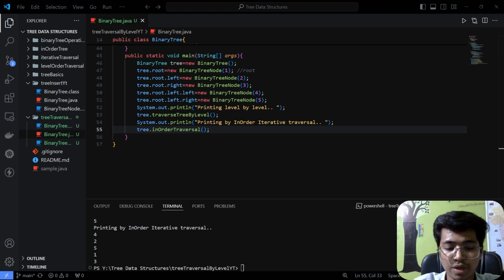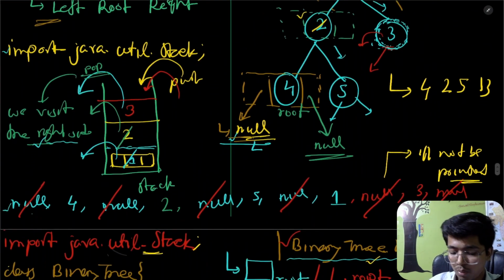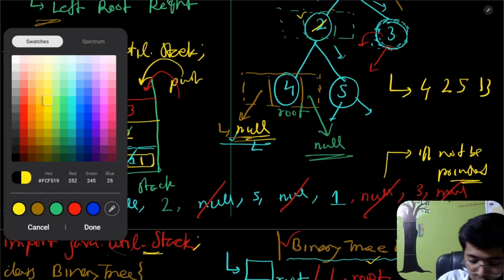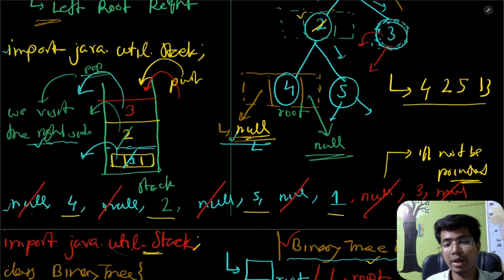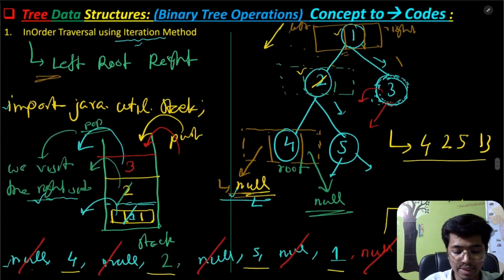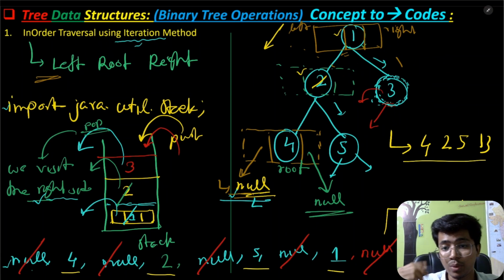Okay, so let me change it. We are here right now, and just notice what we got in our program. In our program also we got the same thing, 4 2 5 1 3. So okay, we have implemented the in-order traversal by understanding it in detail. Now in the next session we'll be understanding how we can implement the pre-order traversal iteratively. So okay, meeting in the next.